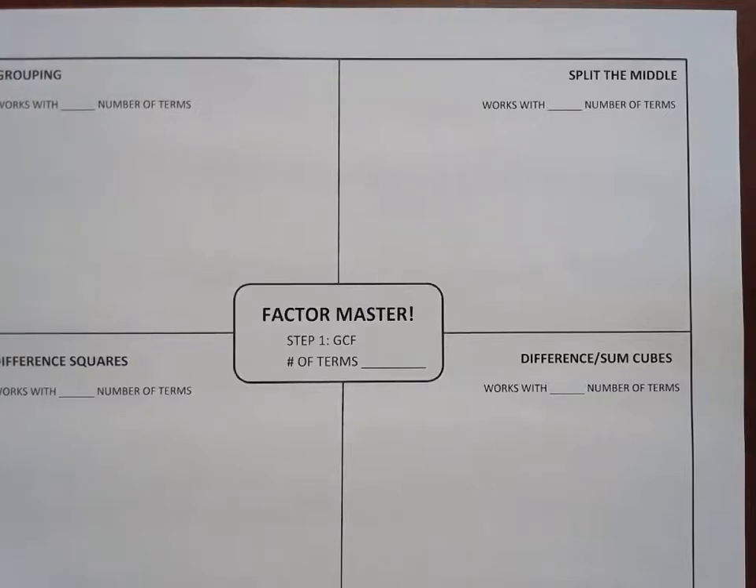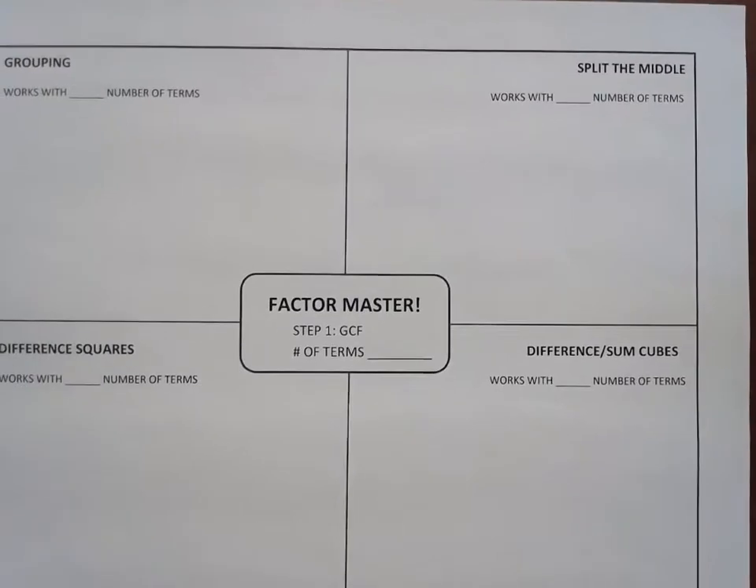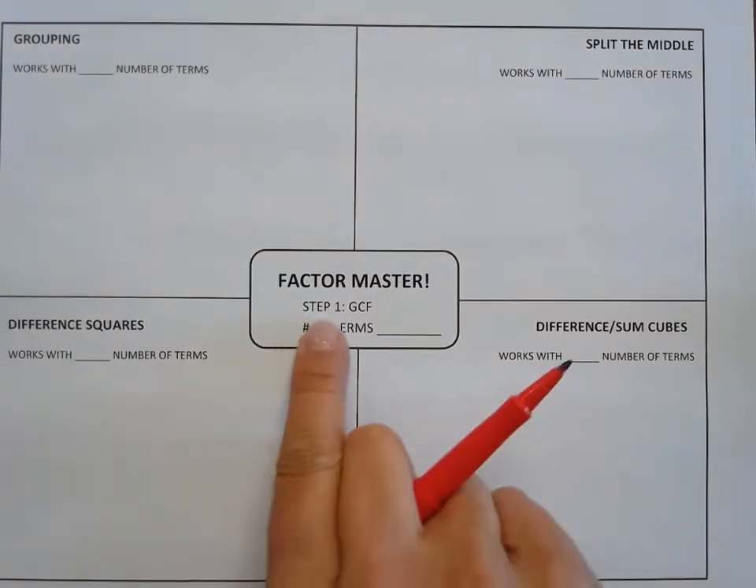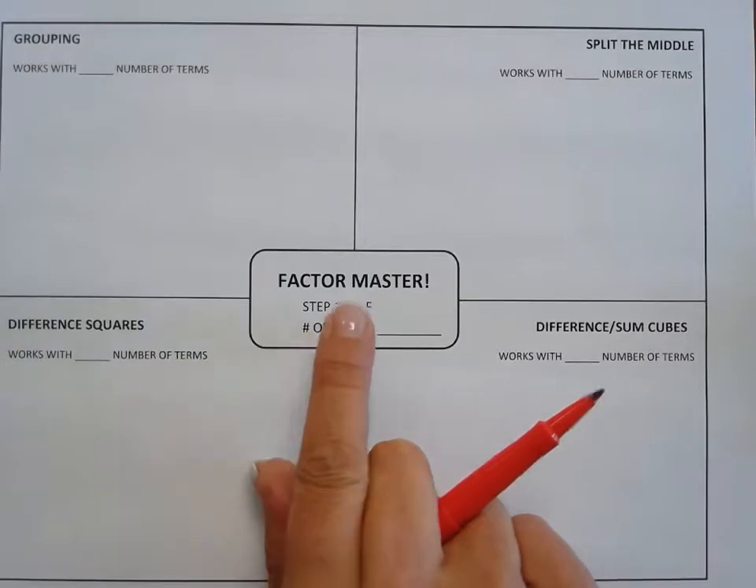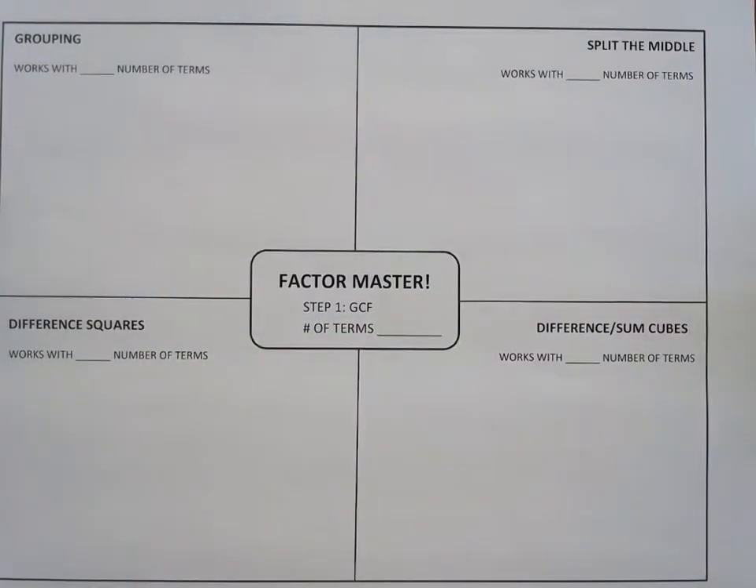As we're starting to prep up for our final mastery, to be factor master, I did this little summary kind of thing. We'll do it together to get a cheat sheet, okay? So the very first question you should always ask yourself is, do I have a greatest common factor? Factor something out, and then how many terms does that work for?